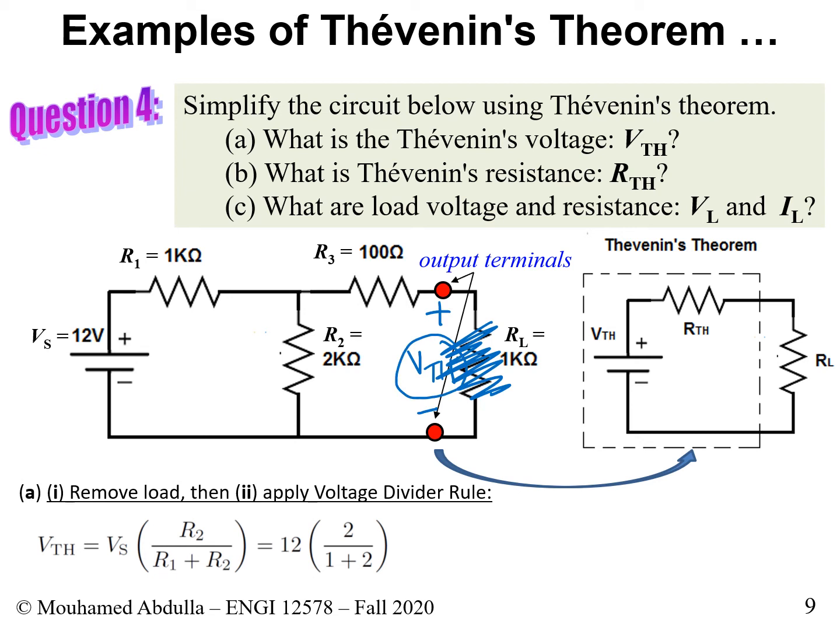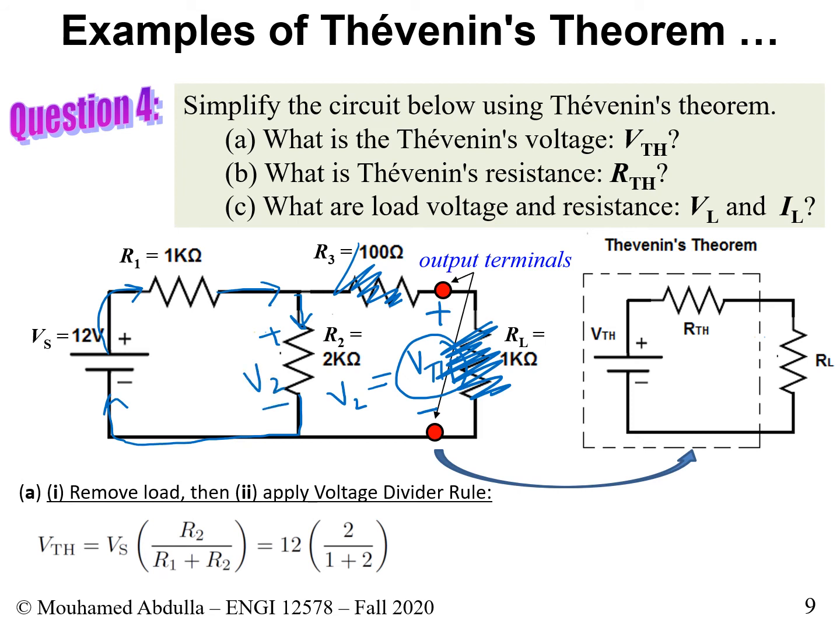Now, of course, once this load is removed, the current will flow like this. It will pass through R1, go to R2, and go back again to the source. This resistor is meaningless. There's no current that will flow to it, right? So this will be a useless resistor. So in reality, VTH is really equal to V2, the voltage across resistor 2.